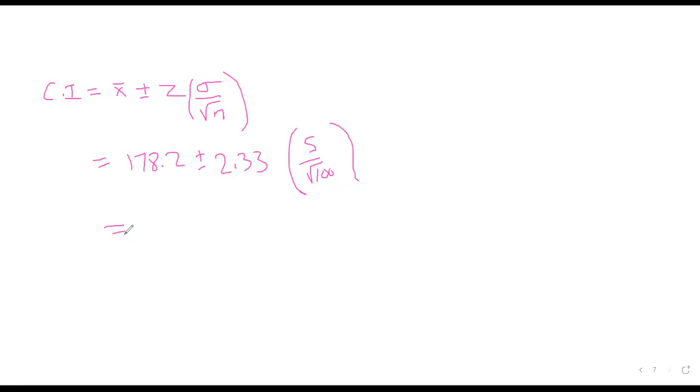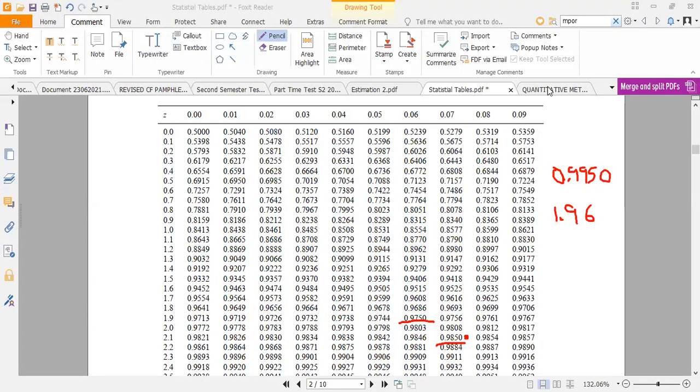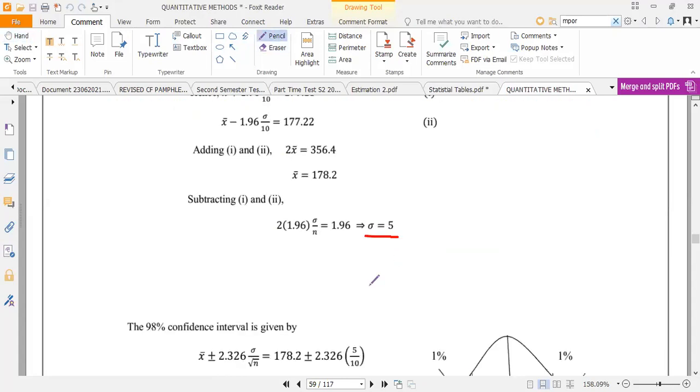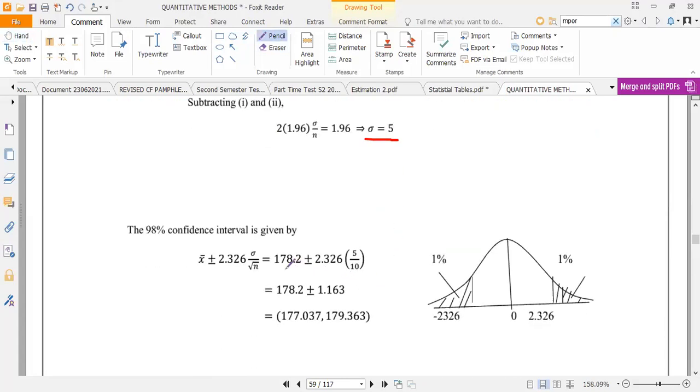Is that clear? So what are we having here? Our mean was 178.2, we calculated our standard deviation to be 5, and then to calculate the confidence interval, we have this.